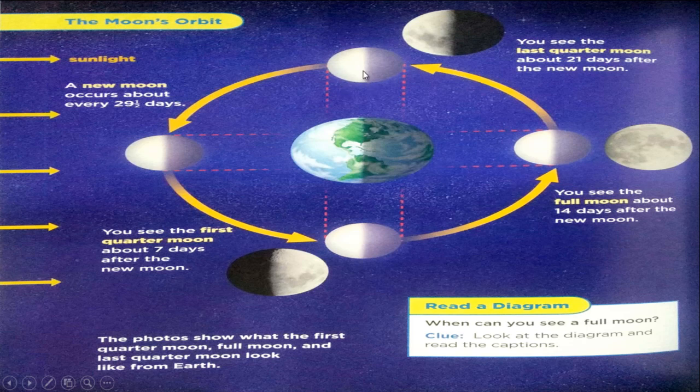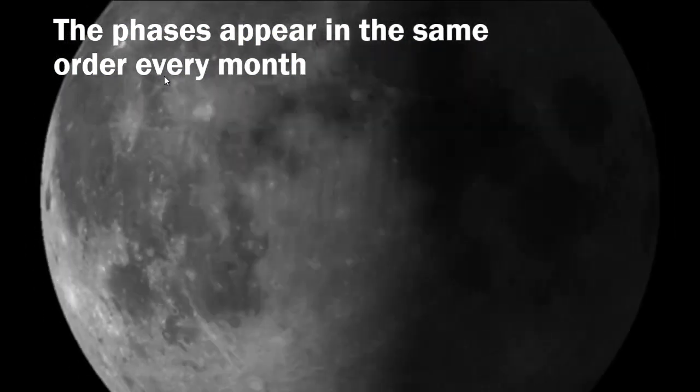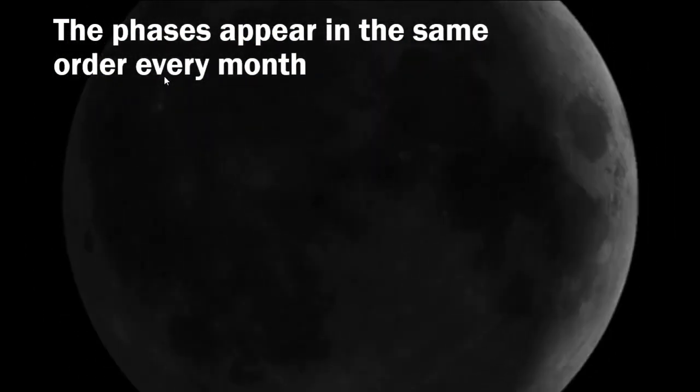Here we are going to see half of the lit part of the moon again, the last quarter moon, after about 21 days. And after 29 and a half days, we can see a new moon again. And this cycle is repeated every 29 and a half days. This is our moon phases.